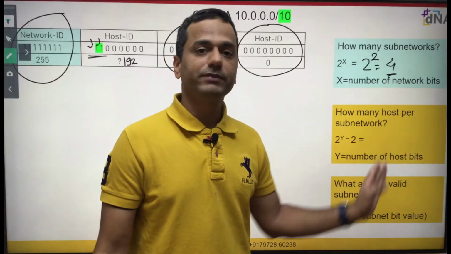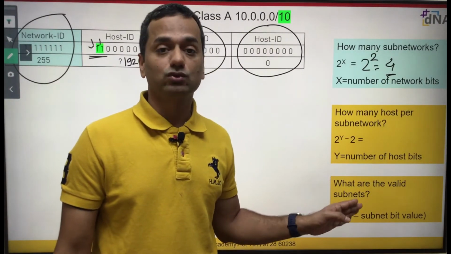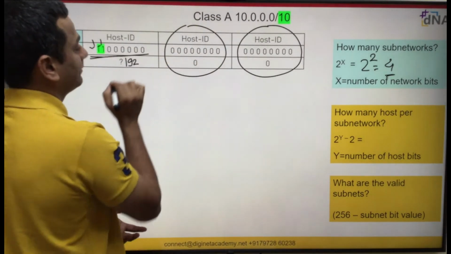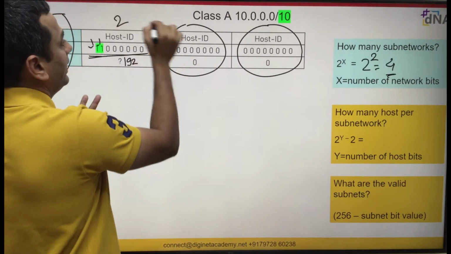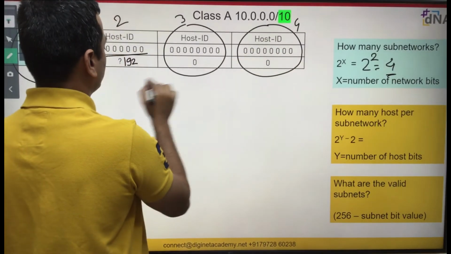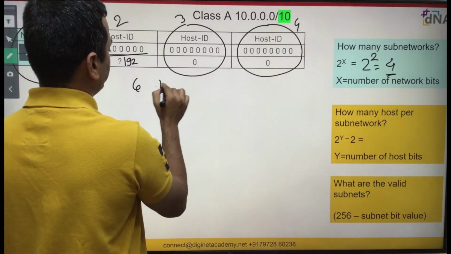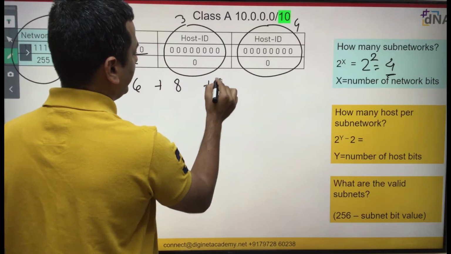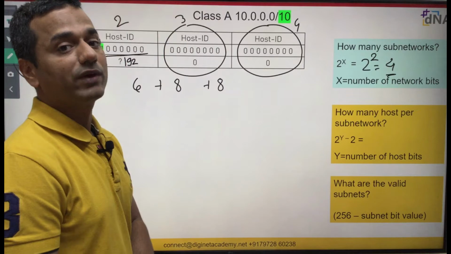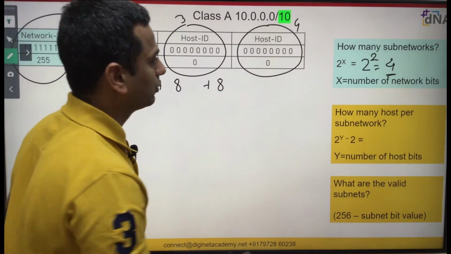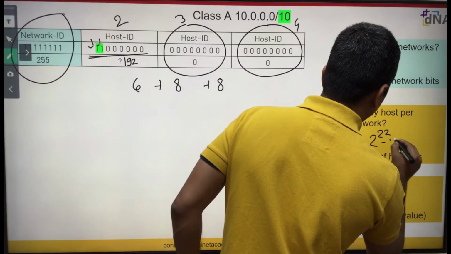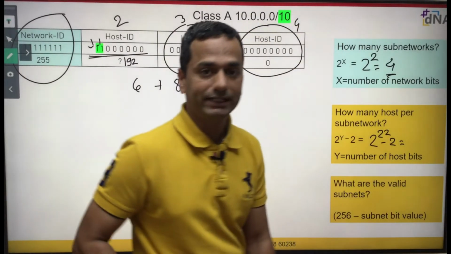How many hosts per subnetwork? 2 raised to power y minus 2. How many bits currently do I have for host? Total 6 bits from the second octet, 8 bits from the third octet and 8 bits from the fourth octet. So total 6 plus 8 plus 8: 8 plus 8 is 16, plus 6 is 22. So 2 raised to power 22 minus 2 hosts I will get.